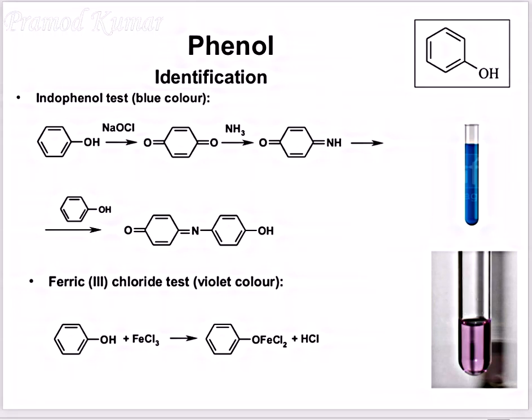That is the second test for your phenol. You treat your phenol with ferric chloride, you get a violet color solution. This is an identification test for your phenol. First is your indophenol test, where the color changes to blue. Second is where the color changes to violet with FeCl3. Okay, so that is your second step for phenol.